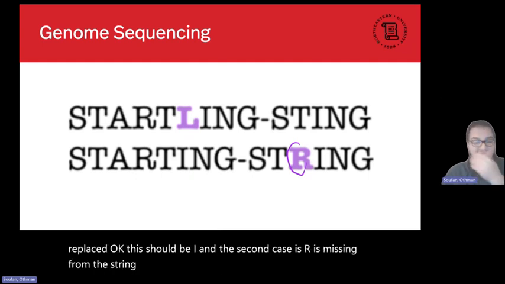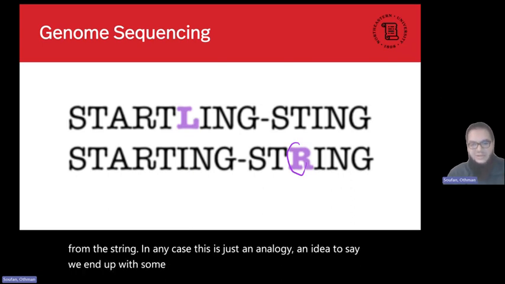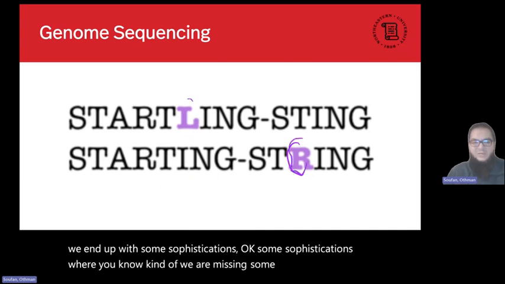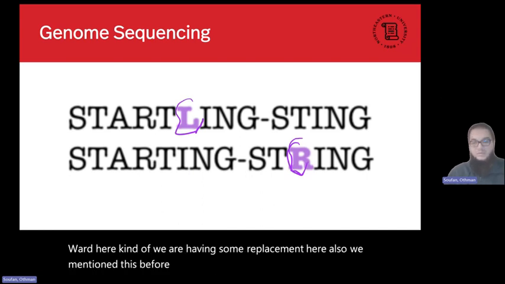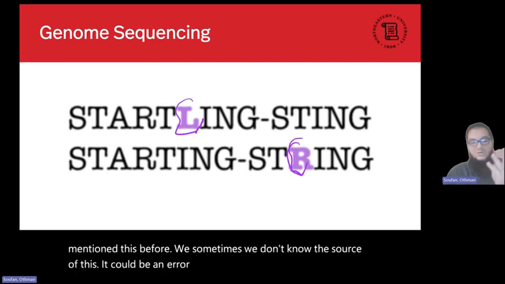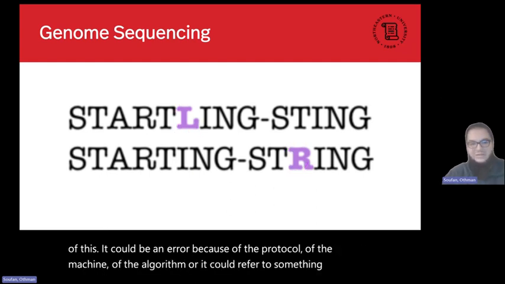In any case, this is just an analogy, an idea to say we end up with some sophistications. Okay, some sophistications where kind of we are missing some word here, kind of we are having some replacement here. And also we mentioned this before, sometimes we don't know the source of this. It could be an error because of the protocol of the machine, of the algorithm, or it could refer to something unique about this sample.